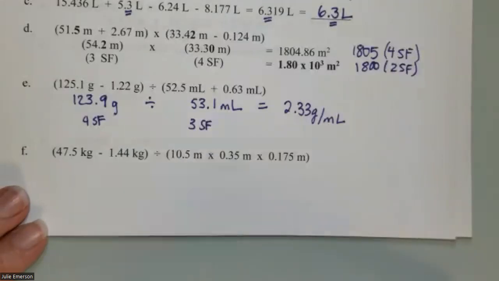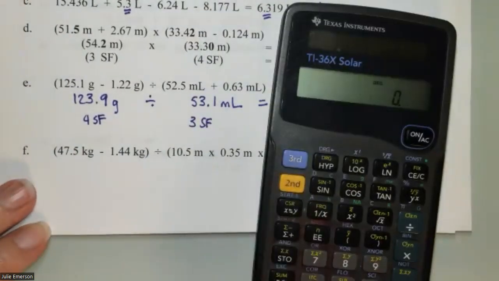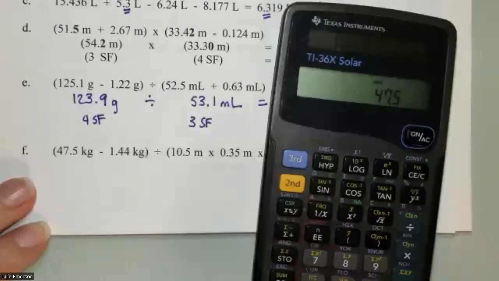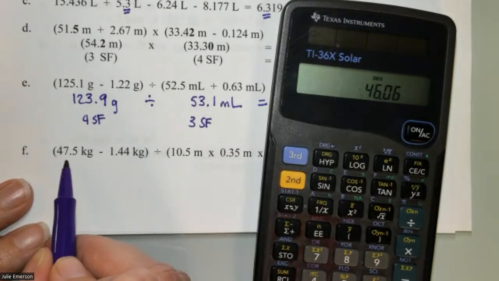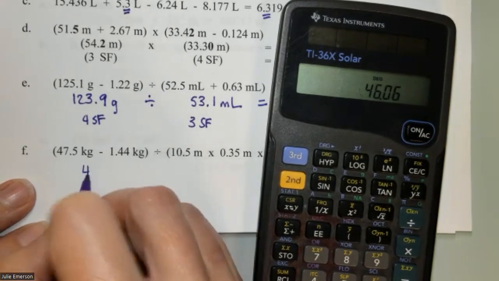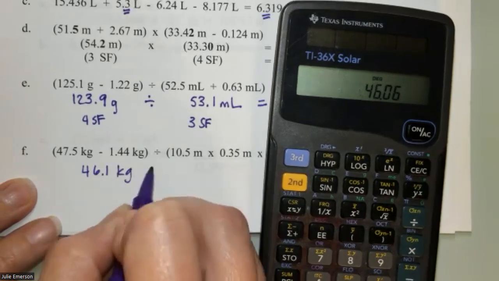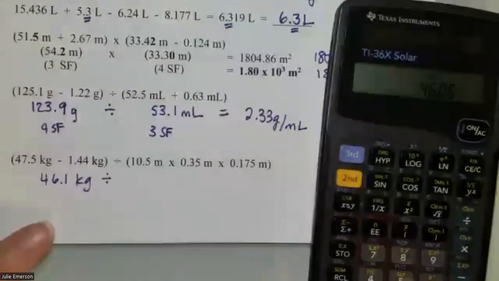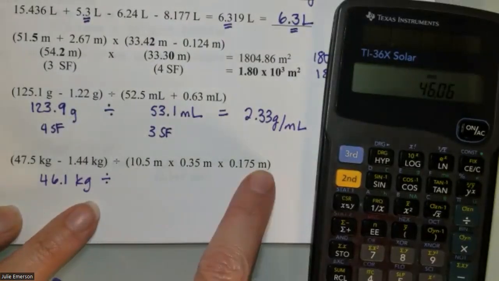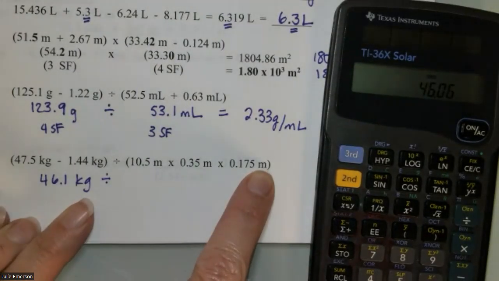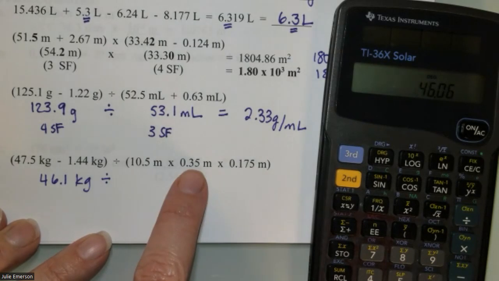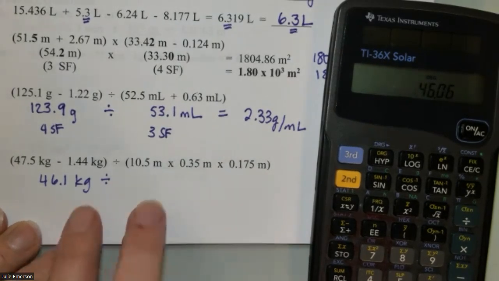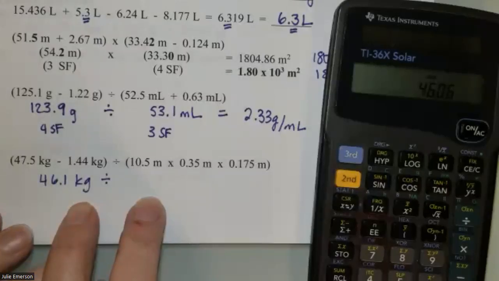All right, then the next one, I'm going to take 47.5 minus 1.44. So I get 46.06, but only going one decimal place, I'm going to go 46.1 kilogram. And then I'm going to divide. Now, what I have here are 3 things being multiplied together. So you have an option. Option 1 is you multiply these 3 things together, round to 2 sig figs, figure out what that volume is, and then do the final division. However, that's not the better way to do it. The better way to do it is option 2.